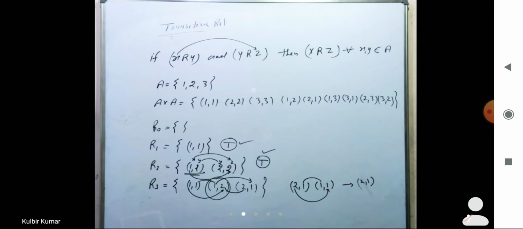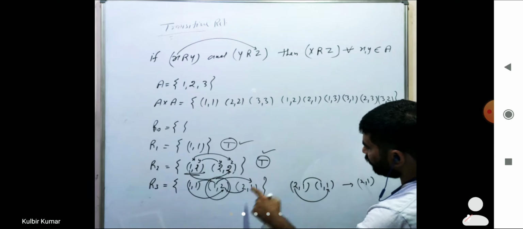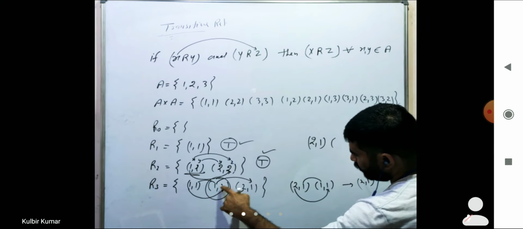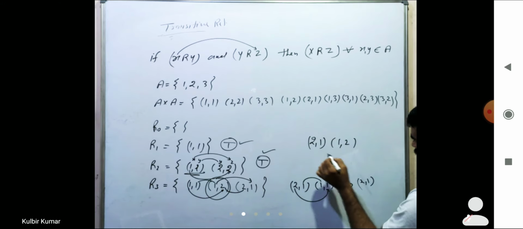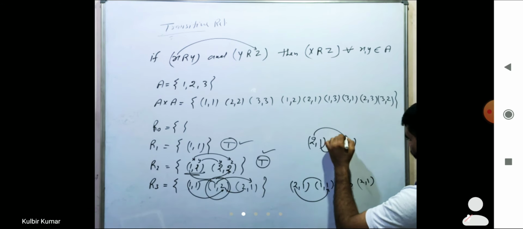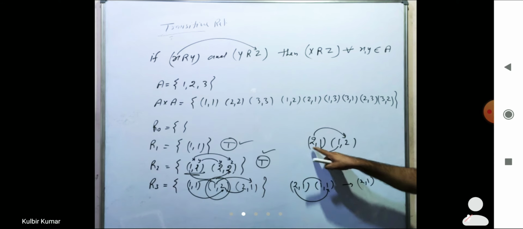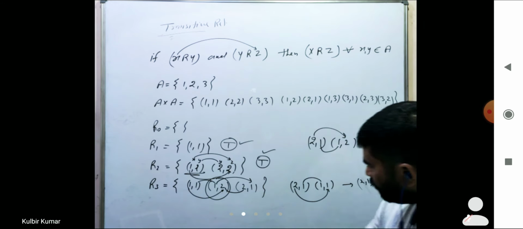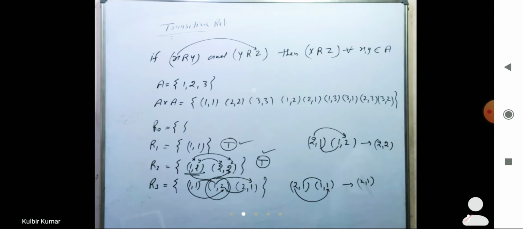So finally what we can say, okay, one more case will be: if it is 2 comma 1 and it is 1 comma 2, so this one is matching, so there should be an ordered pair of 2 comma 2 type. So it should be 2 comma 2 type. So 2 comma 2 is there or not? 2 comma 2 is not there.